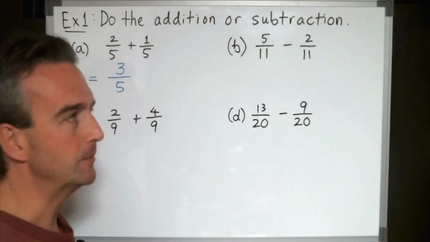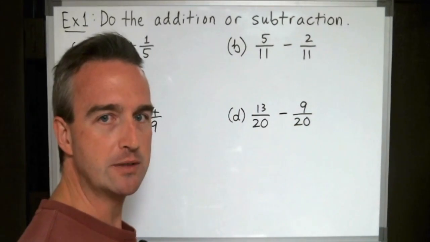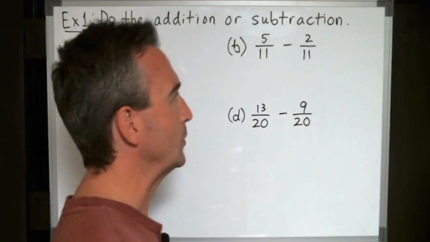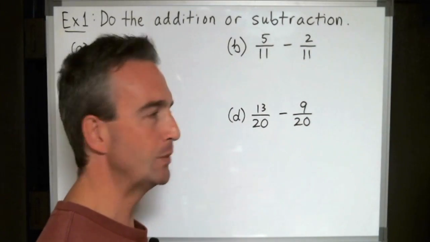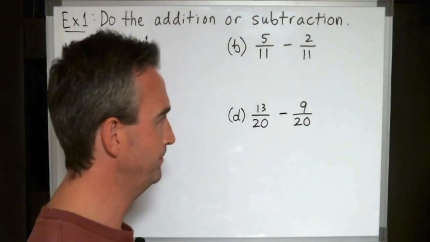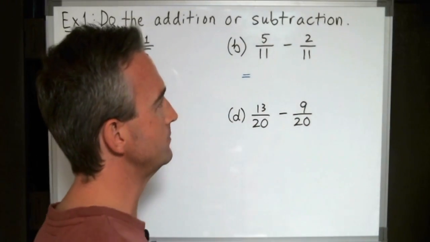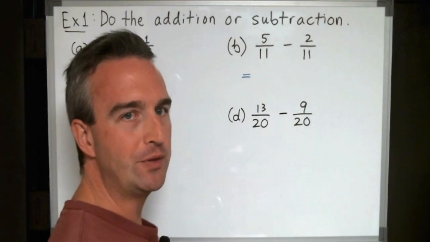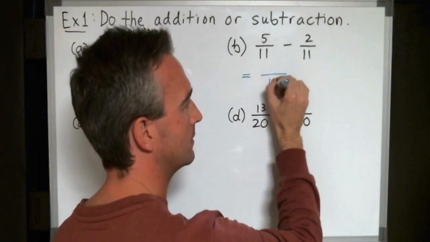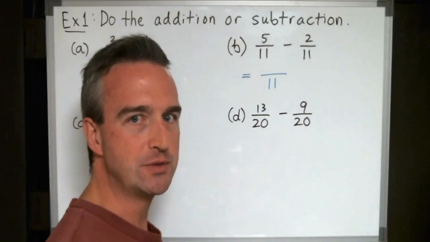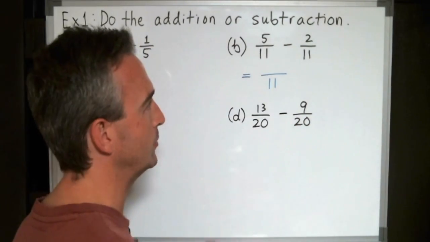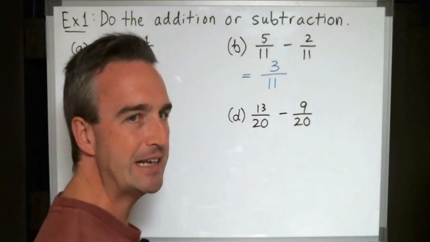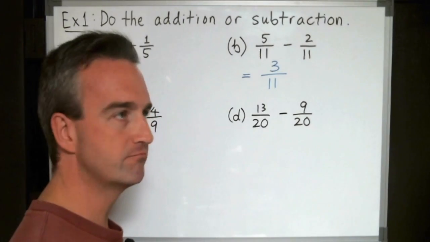Let's try another one over here. 5 over 11 minus 2 over 11. This time we are subtracting. Do we have the same denominator? In other words, do we have a common denominator? Yes, we do. The denominators are both 11. So the denominator of the answer is 11. On the top, 5 minus 2, we subtract the numerators and we get 3. So the answer, 3 over 11.